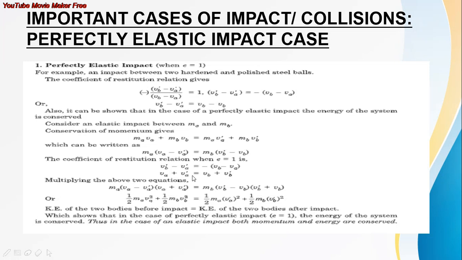Now when we multiply this equation with this one, we get MA (VA minus VA dash) into (VA plus VA dash) equal to MB (VB dash minus VB) into (VB dash plus VB). So finally we get MA VA square plus MB VB square equals MA VA dash square plus MB VB dash square. We multiply both sides by 1 by 2. So we actually get that the kinetic energy of the two bodies before impact is equal to the kinetic energy of the two bodies after impact. So when there is a perfectly elastic impact, E equals 1, and there is conservation of momentum.